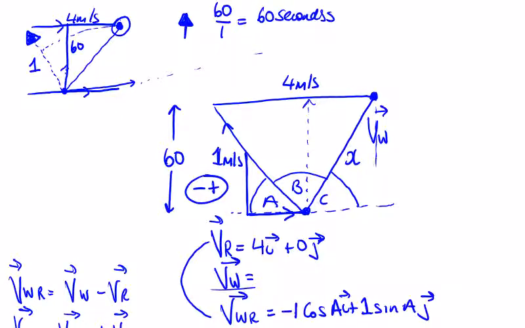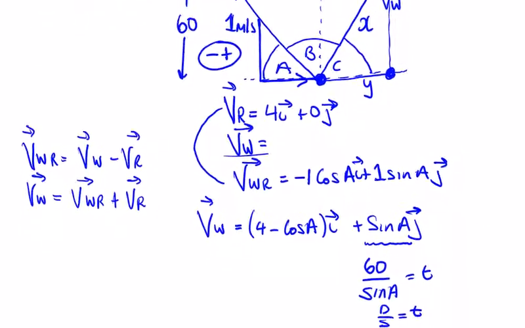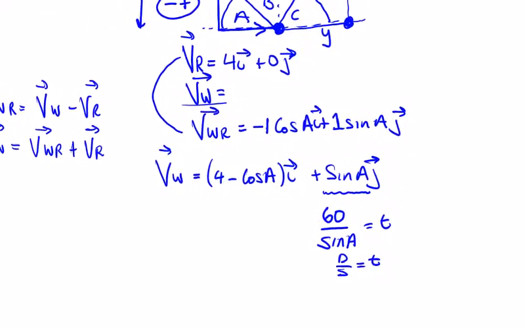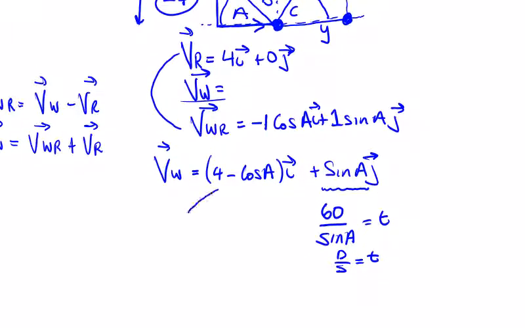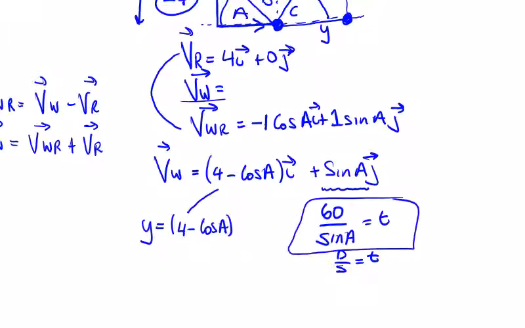And let's call this y here. This distance that we're looking for in the i direction, do we have the speed that it's traveling? In the i direction, the distance is equal to y. So y has to be this speed of 4 minus cos alpha times the time taken to get there, which we've worked out in terms of sine, 60 over sine alpha.